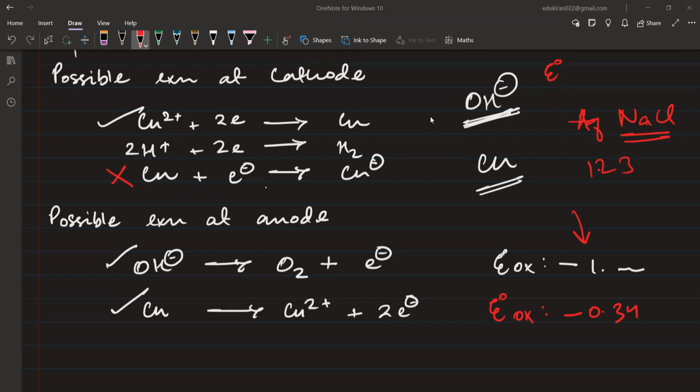Now tell me, which will happen, OH negative or Cu? Which is higher? Whose oxidation potential is higher? Copper. Copper's is higher. Very good. So this is not going to happen and the copper one is going to happen.